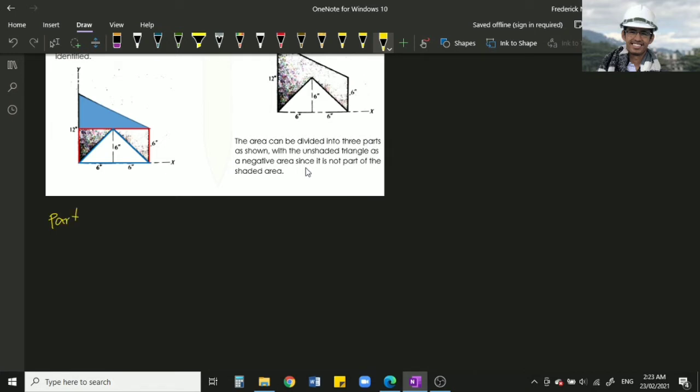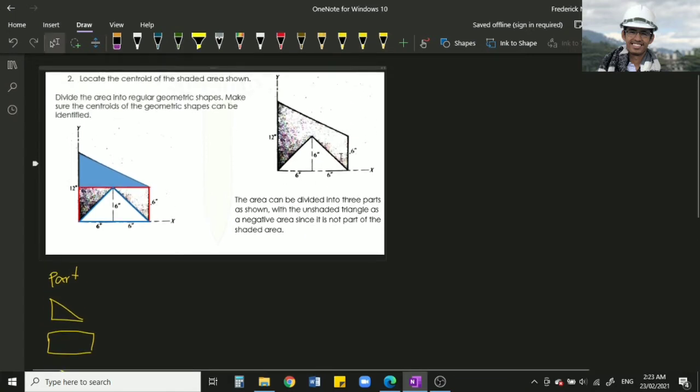Okay, so first is yung part. So yung first natin is yung triangle. Okay, second part natin is yung rectangle. Third part natin is yung triangle. Okay, sa baba. So, take note, negative itong triangle natin sa baba kasi unshaded part siya. Okay? Hindi tayo malilito kasi yung reference natin, nandito lang tayo sa first quadrant ng ating X and Y axis. Okay?